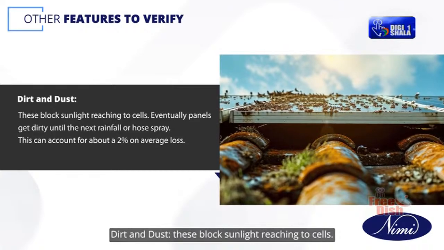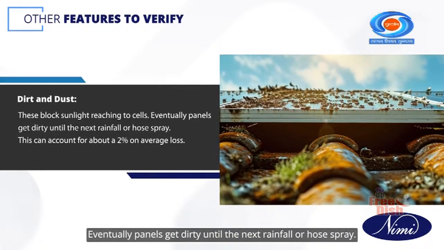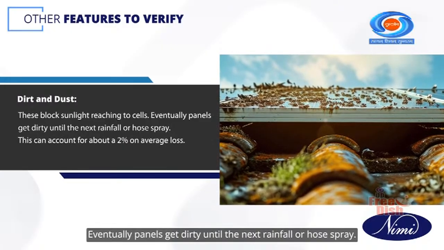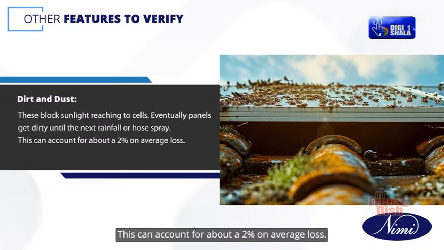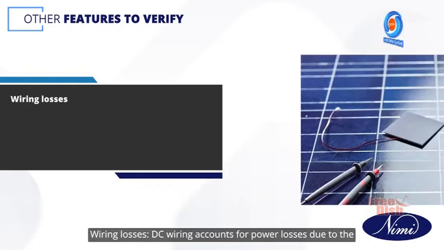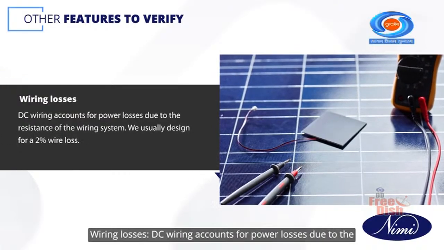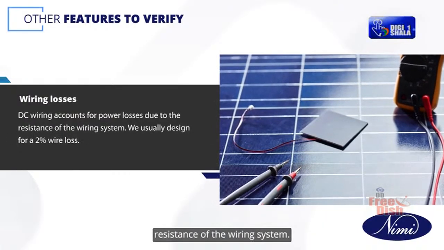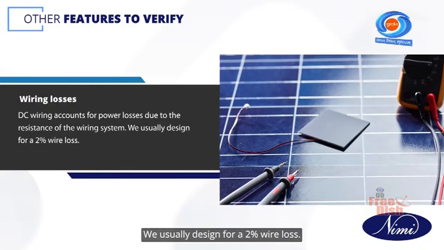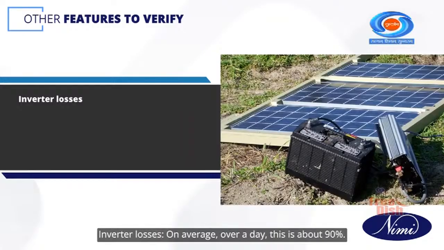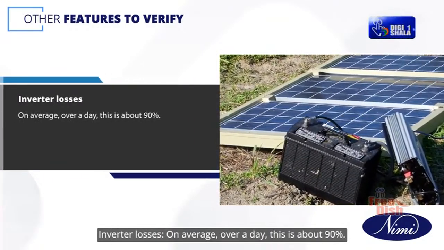Dirt and dust. These block sunlight reaching the cells. Eventually, panels get dirty until the next rainfall or hose spray. This can account for about a 2% average loss. Wiring losses. DC wiring accounts for power losses due to the resistance of the wiring system. We usually design for a 2% wire loss. Inverter losses. On average, over a day, this is about 90%.